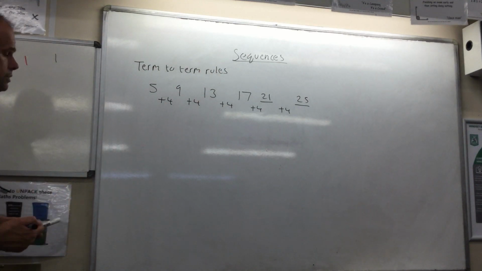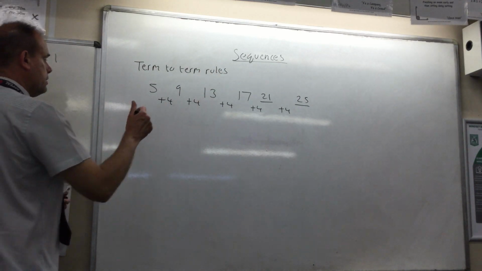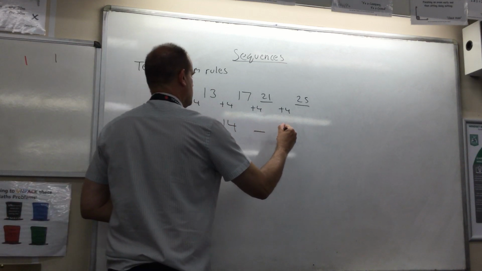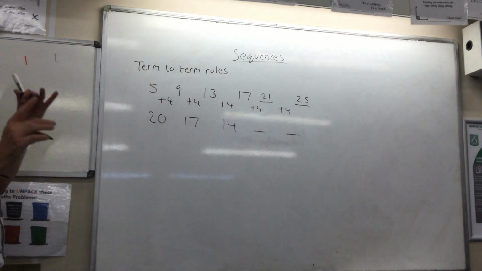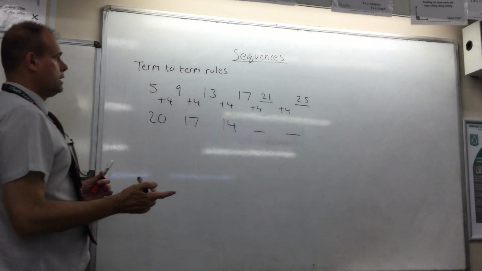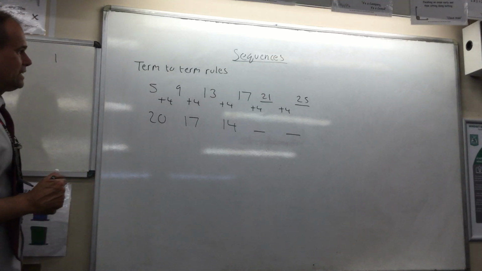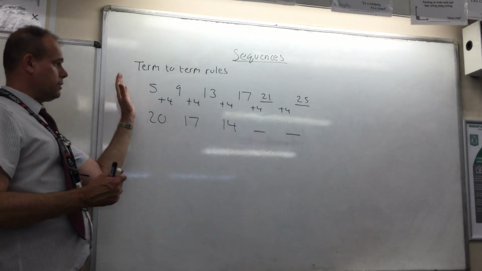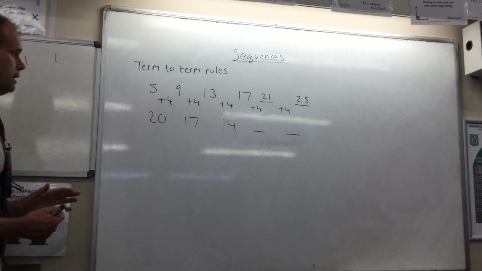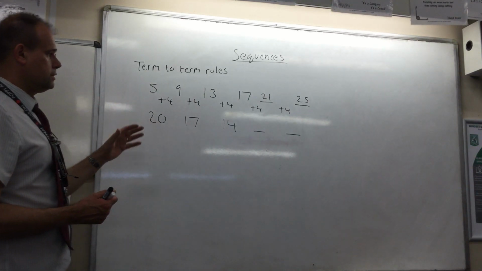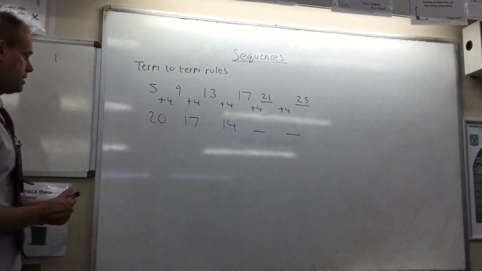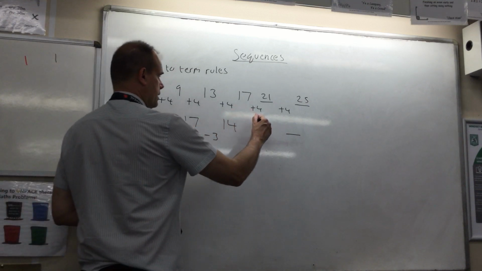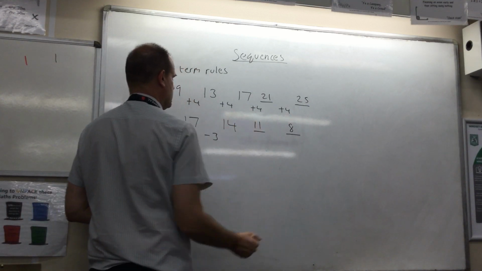You could have different term to term rules. For example, I could have 20, 17, 14, and so on. And this time you've also got to think about your rules. If there's just an add rule on its own or a multiply rule on its own, we know the numbers are going up. If it's divide on its own or subtract, then obviously the terms are going to drop. In this case, you can see you're taking off 3, so that will be the term to term rule. Take off 3 there, 14, 11, and 8, and so on.